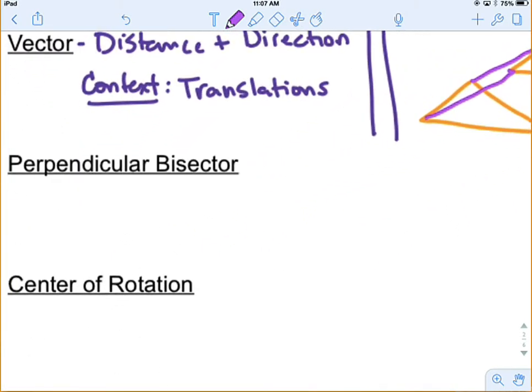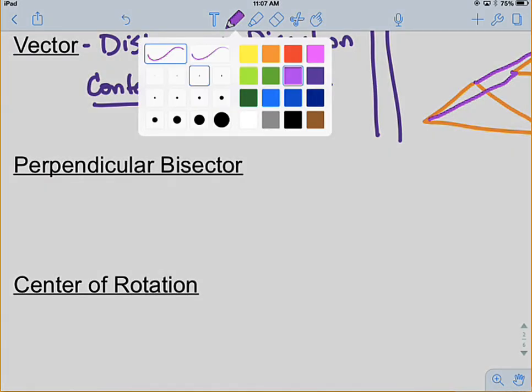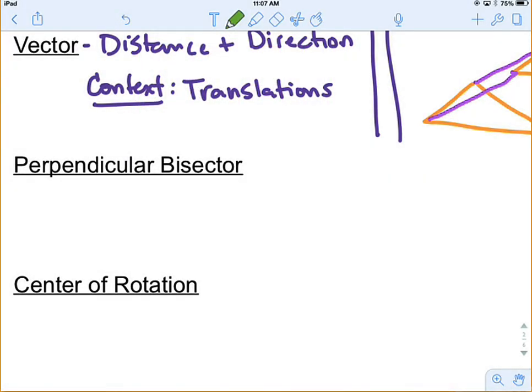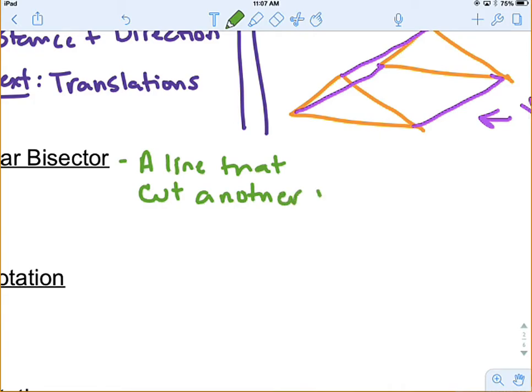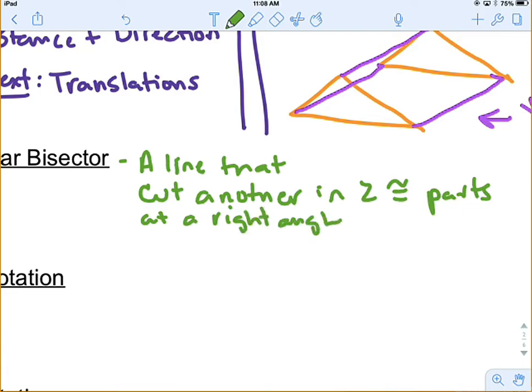Okay, perpendicular bisectors. Perpendicular bisector, let's go green. A perpendicular bisector is just a line that cuts another in two at a right angle. We'll see these in the context of reflections.